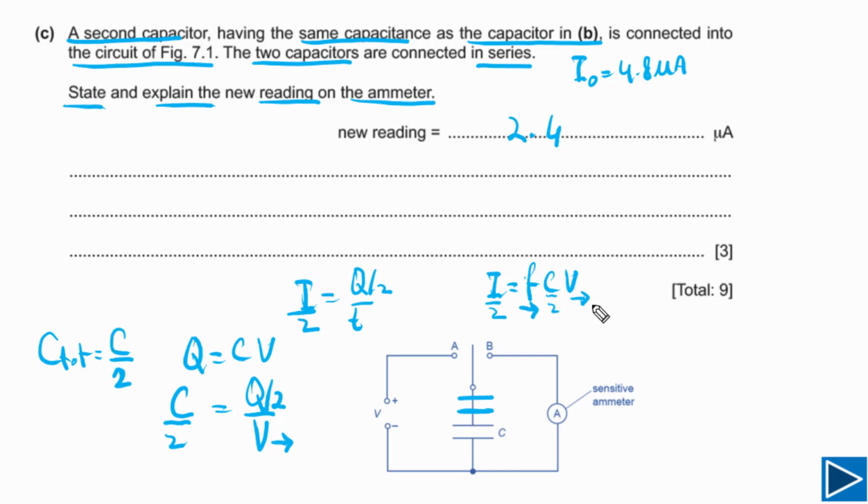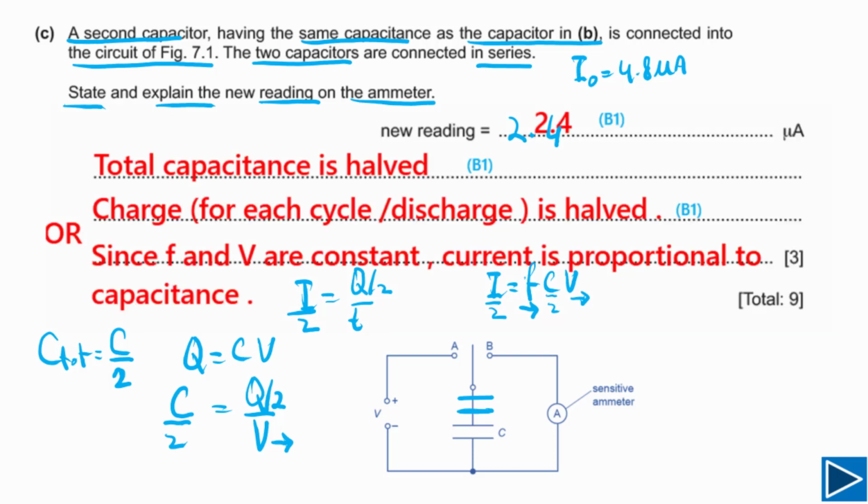You can also explain this one. You can say as F and V are the same, when the capacitance becomes half, I also becomes half. That's all you need to understand and you need to write down to answer this question. Now let me explain to you how you can write a proper answer. This is how you can write a proper answer.